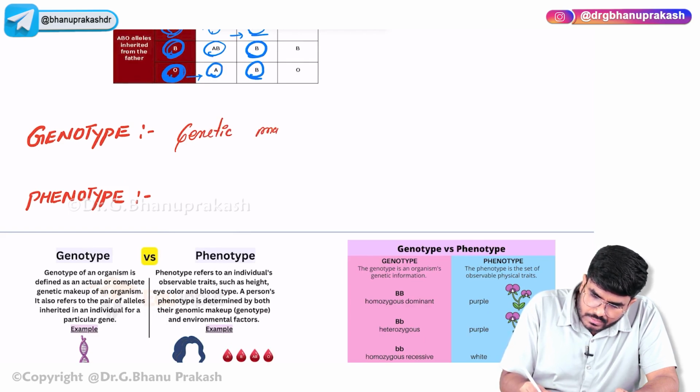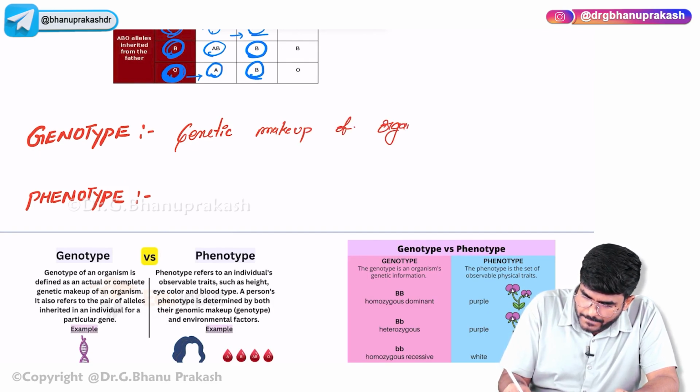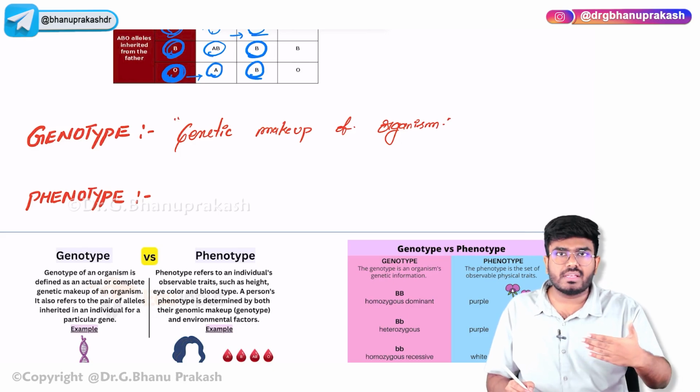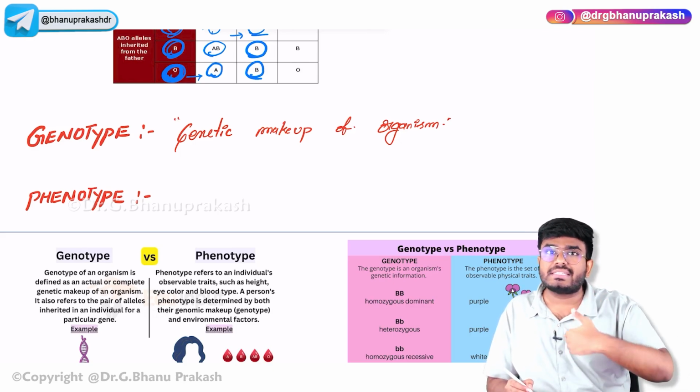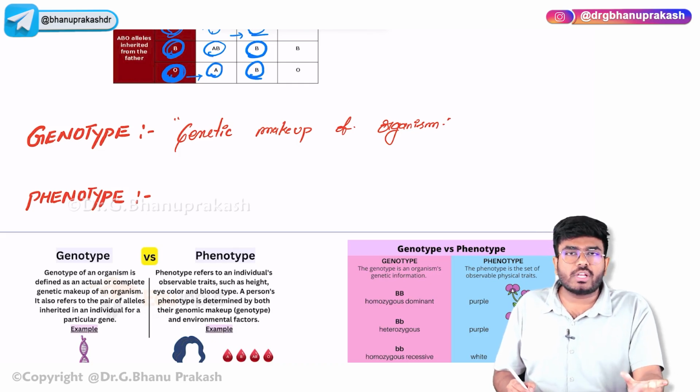A genetic makeup of an organism. Okay, it's a genetic makeup of an organism. So what kind of genes are there, what kind of alleles are there? It's totally a genetic thing. So the genetic makeup of an organism is called genotype.